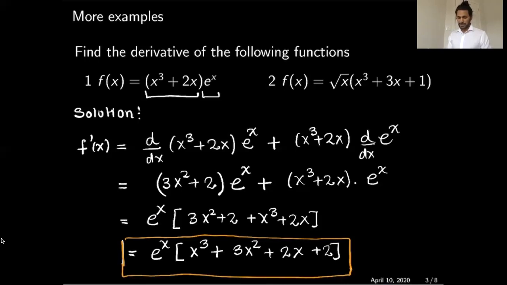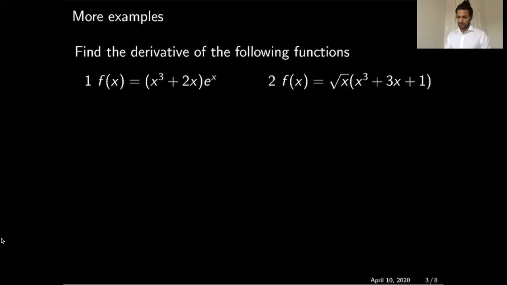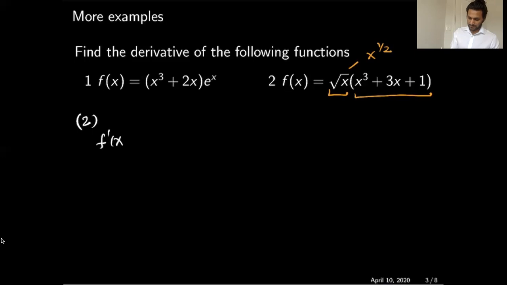Okay, let's move to the next example. In this example, we will calculate the derivative of this function. Again, you can see this is the product of two functions, x to the power of 1/2 and x cubed plus 3x plus 1. Since it's a product, the f prime of x, I will use the product rule.